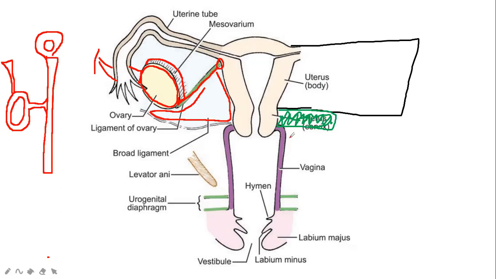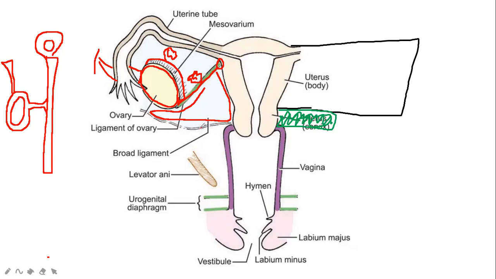Another component of the broad ligament are the remnants of the mesonephros. I mustn't forget the structures that we talked about in embryology today, the paroophoron and the epoophoron. These words just run away from me. The paroophoron and the epoophoron are also within the broad ligament.